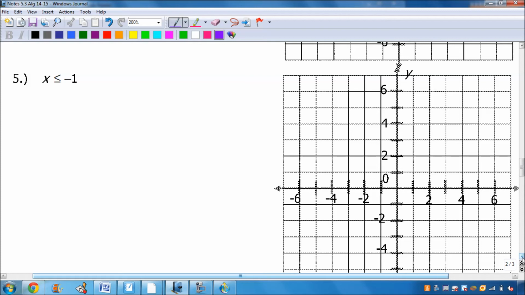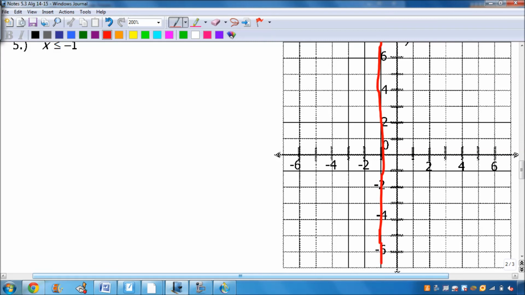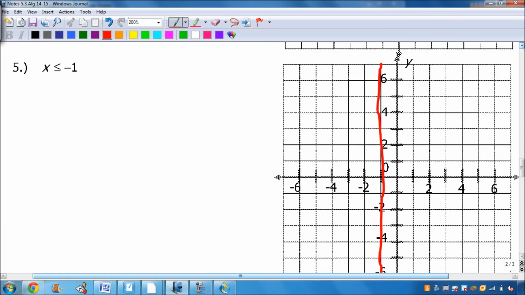It's our vertical line. So if x is less than or equal to -1, that means that I have to draw in a vertical line right at -1. So here is going to be my vertical line. So this right here is my x is equal to -1. Now, since it tells us that x is allowed to be equal to -1, I'm going to draw in a solid line, okay? And I'm going to figure out where I can shade it in.